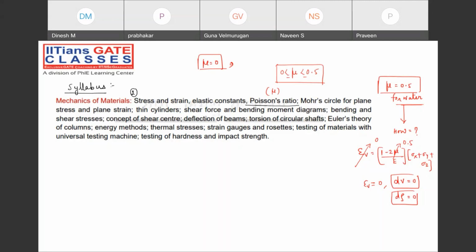Tell me guys. Anybody know the answer? Tell me, guys. Lateral strain is zero. There is no doubt. But I'm asking you for which material actually. There has to be some material in the universe for which the Poisson ratio is zero. Very good. Excellent.